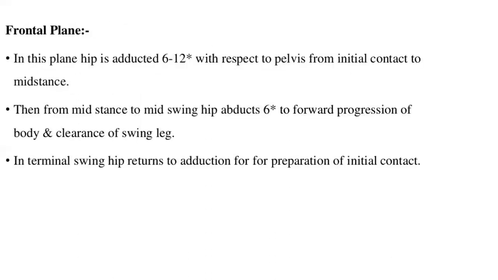In the frontal plane, the hip is adducted 6 to 12 degrees with respect to the pelvis from initial contact to mid stance. Then, from mid stance to mid swing, the hip adducts 6 degrees for forward progression of the body and clearance of the swing leg. In terminal swing, the hip returns to abduction in preparation for initial contact.